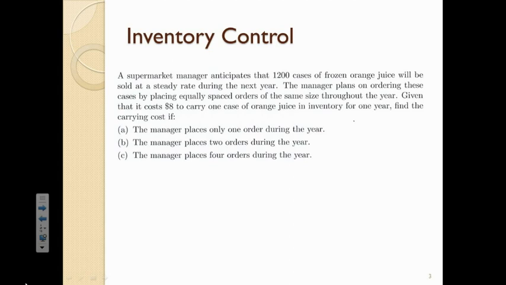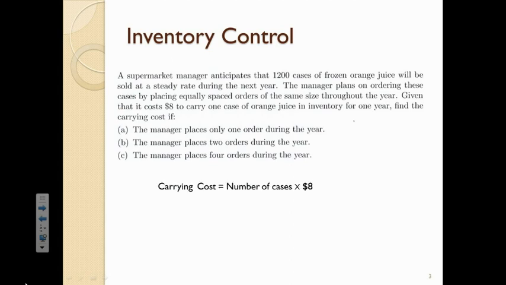Given that it costs $8 to carry 1 case of orange juice in his inventory for 1 year, we want to find the carrying cost if the manager places 1 order per year, 2 orders per year, or 4 orders per year.